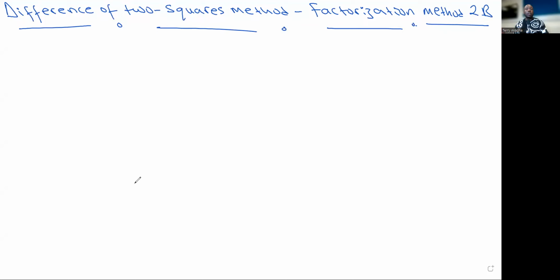So we're going to go to the second method under factorization. The previous one we talked about the common factors. So we're going to talk about the difference of two squares, all right? It's very important that you review the previous videos, because the subsequent videos will be based on the knowledge of the previous ones, all right?